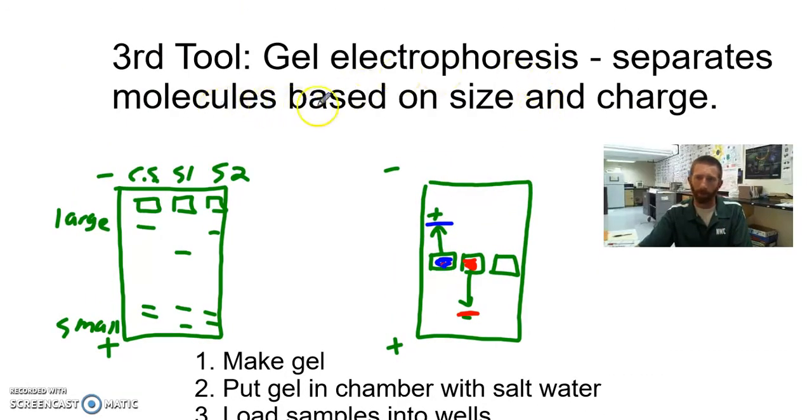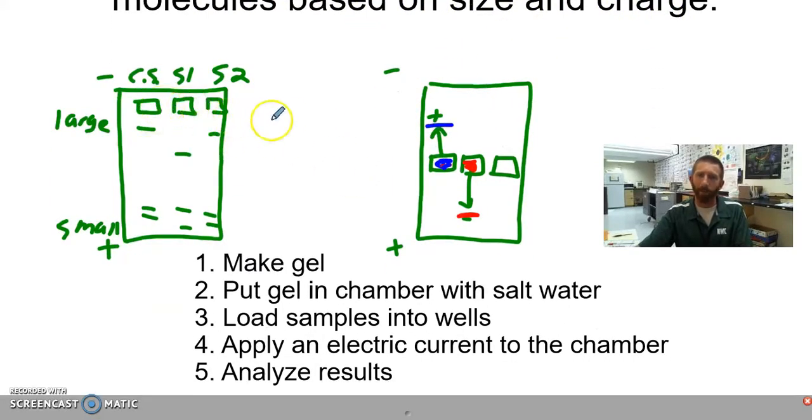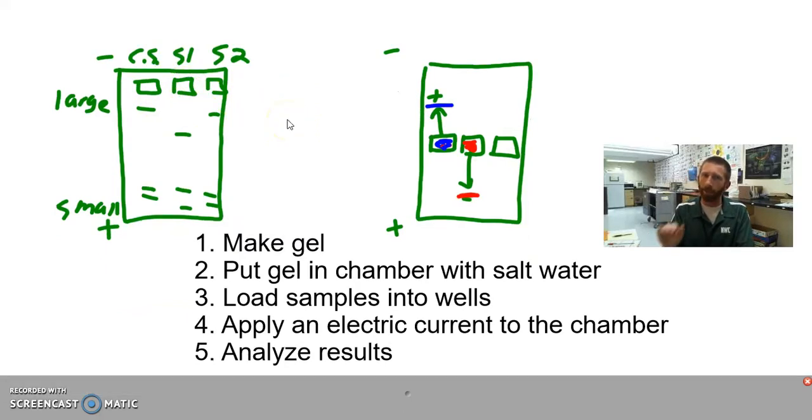Because remember, it separates molecules based on size and charge. So that's how it separates it, based on charge. And then also it separates it based on size. So DNA, because of the phosphate groups, is only negatively charged. So that's why it's moving towards the positive end of the gel, right?